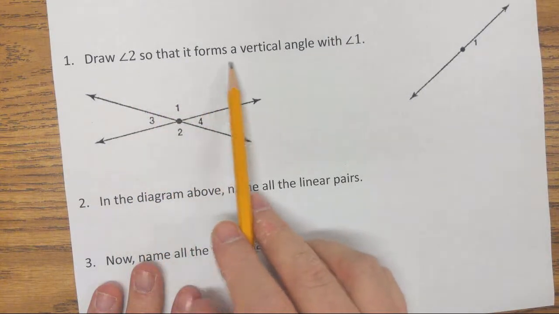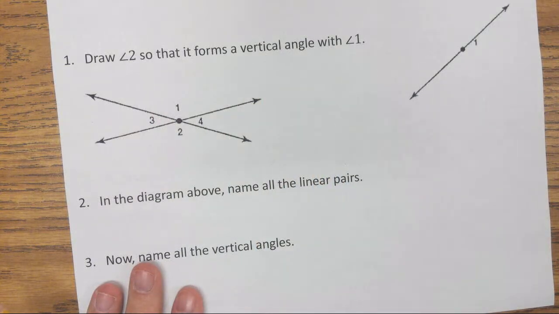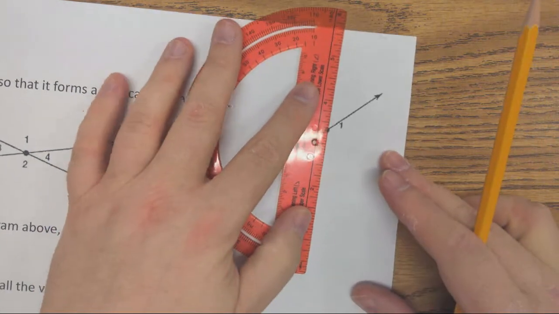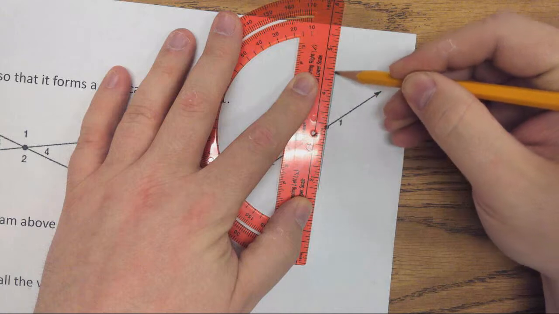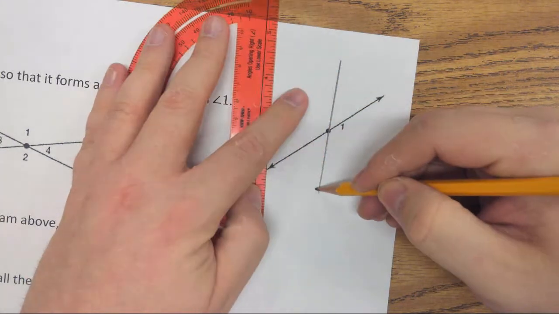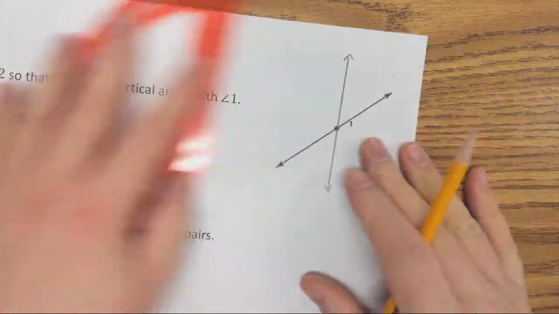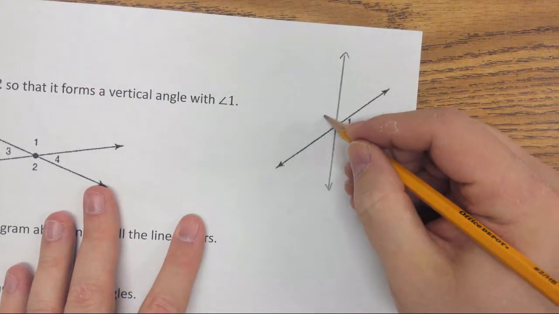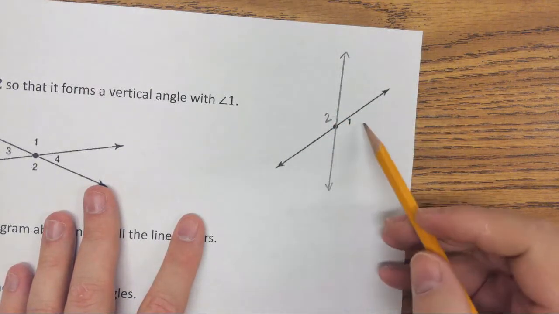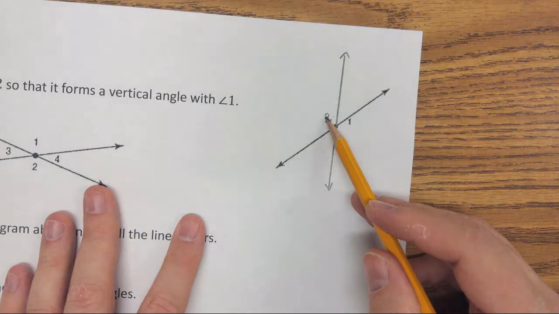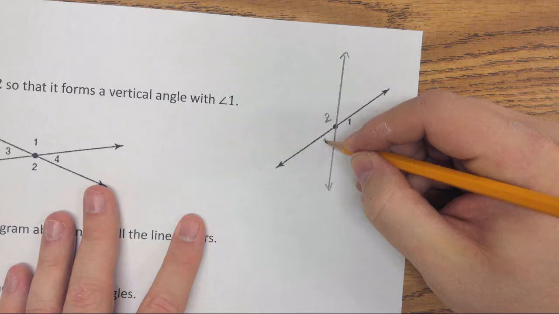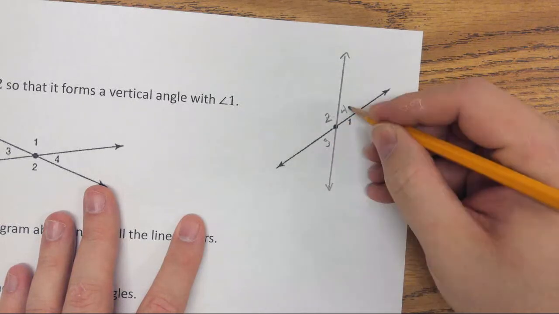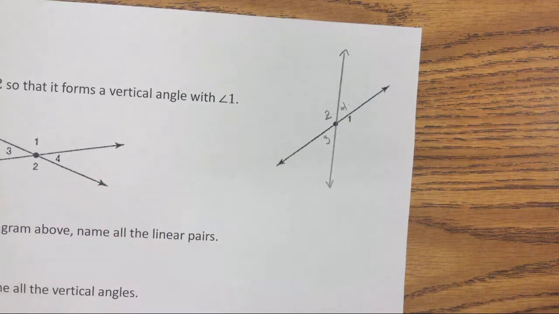So draw angle 2 so that it forms a vertical angle with angle 1. Okay, this is easy. Take my point here in the middle, and I'm just going to draw a straight line, straight across. When I do that, and I call this angle 2, I automatically know that angle 1 and angle 2 are congruent to one another. I can also say that I've got a 3 and a 4 here. There's two other angles. 3 and 4 are congruent to one another.